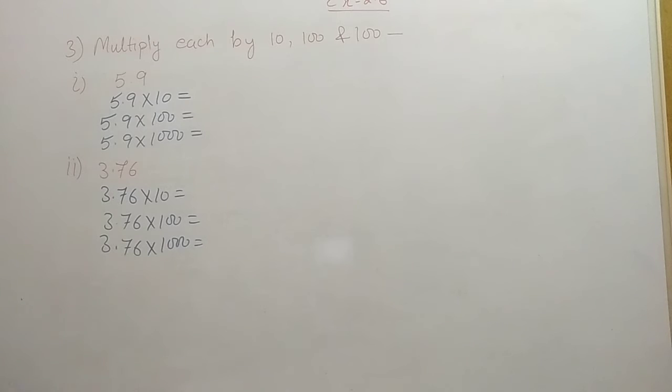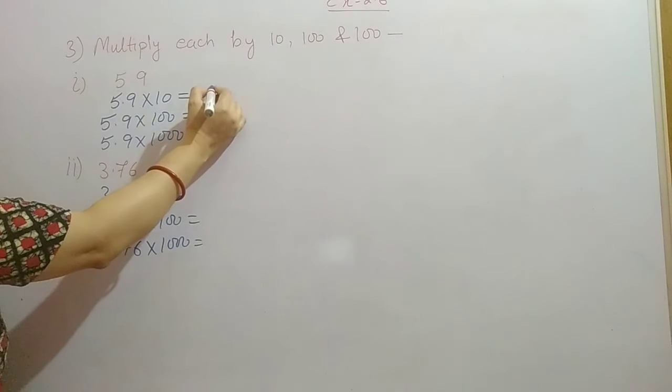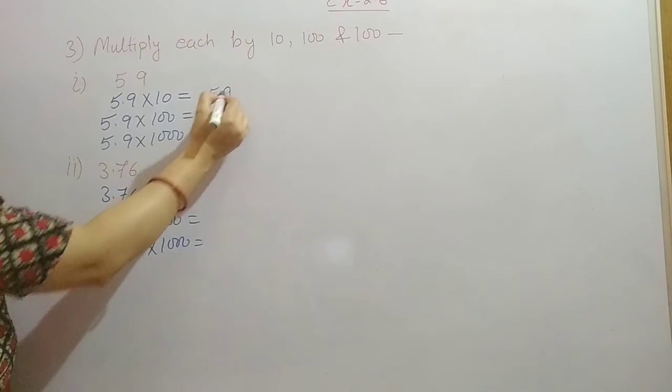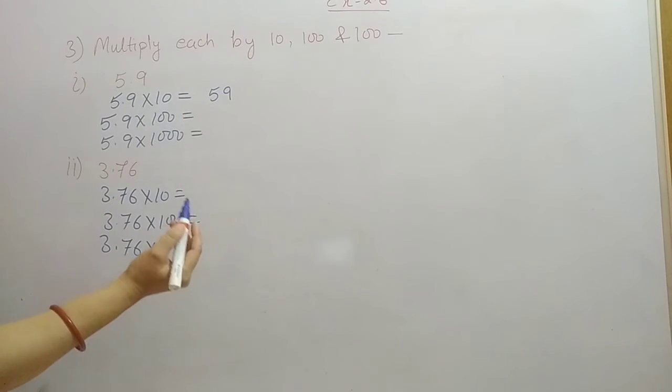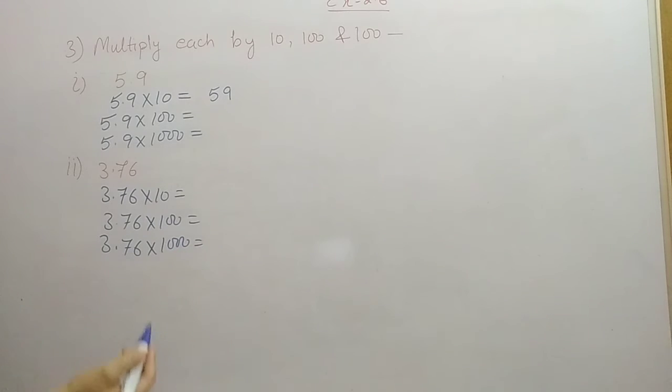Question number 3. Multiply each by 10, 100 and 1000. Orally we have to multiply here. So first number is 5.9 multiplied by 10. When we are multiplying with 10, our decimal will shift one place right side. So decimal will shift from here to here. Answer will come 59.0. At last 0.0 is not necessary to mention. We can write 59 only.